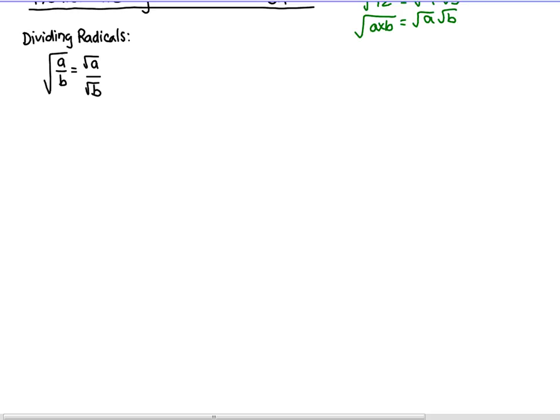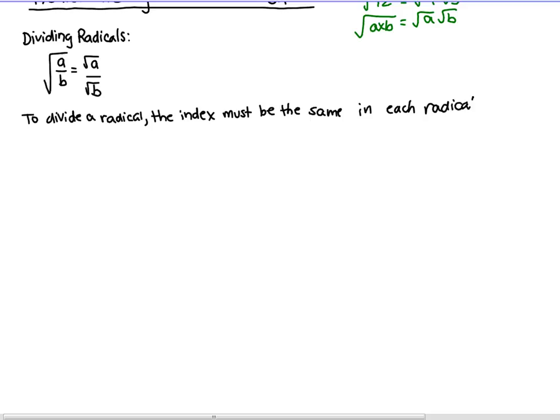So to divide a radical, a couple of things need to be true. The index must be the same in each radical. What I mean by that is you can't divide a square root by a cube root, okay? That's the first thing. Then we're going to divide the numerical coefficients. You can divide coefficient with coefficient, and radicand with radicand.